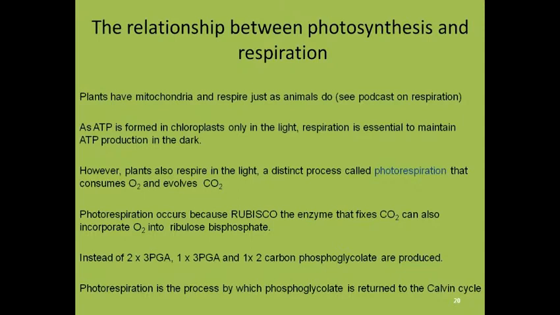Photorespiration occurs because rubisco, the enzyme that fixes CO2, can also incorporate oxygen into ribulose bisphosphate. Instead of 2 times 3-PGA, 1 times 3-PGA and 1 2-carbon phosphoglycolate are produced. Photorespiration is the process by which phosphoglycolate is returned to the Calvin cycle.